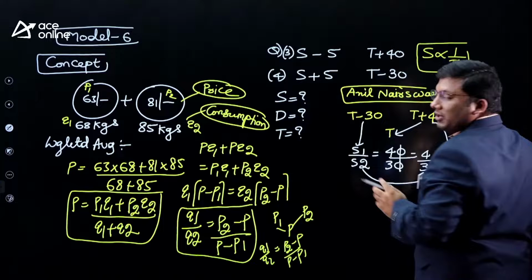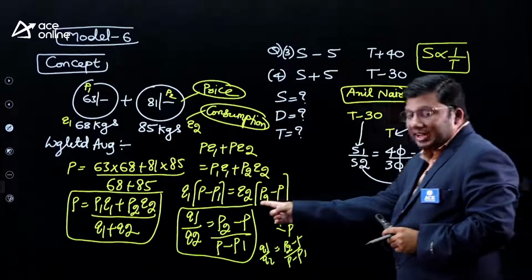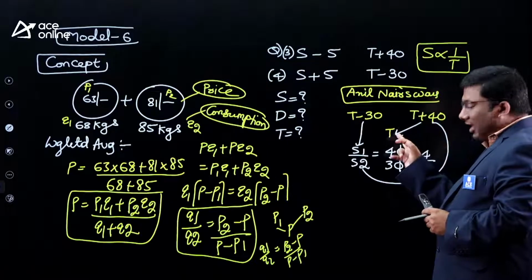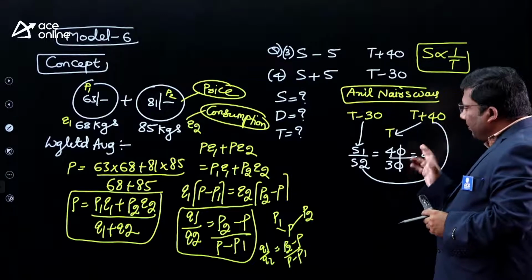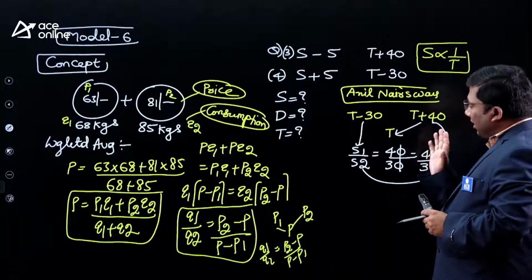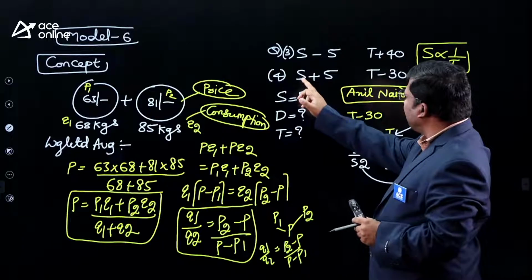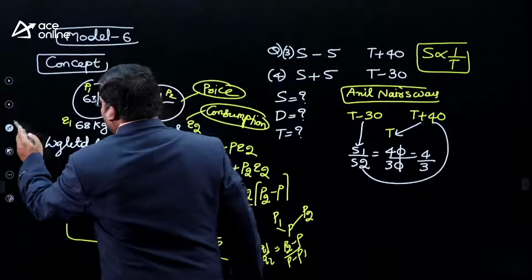Are you all with me? I just took the average of these values: T minus 30 and T plus 40, the average is T. So T plus 40 minus T divided by T minus of T minus 30 gives 4:3. Listen very carefully.